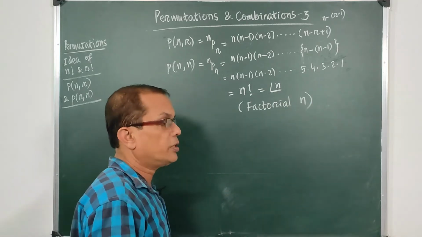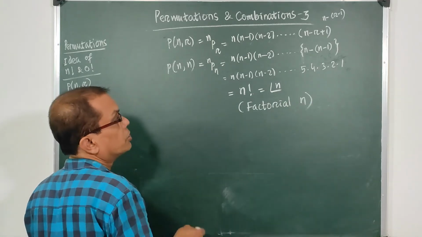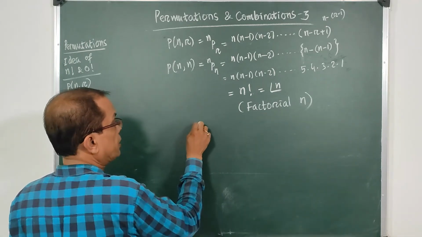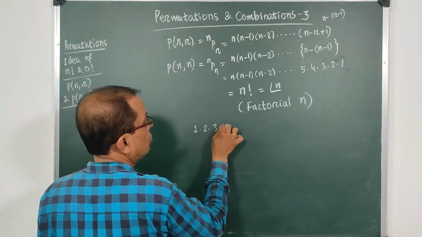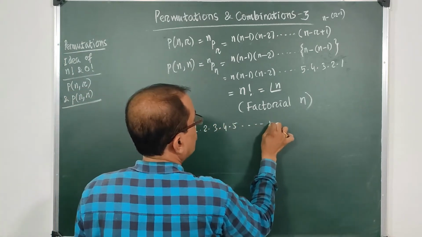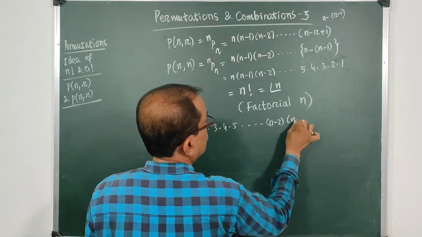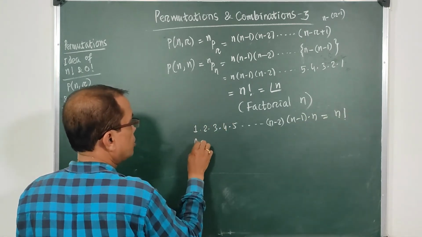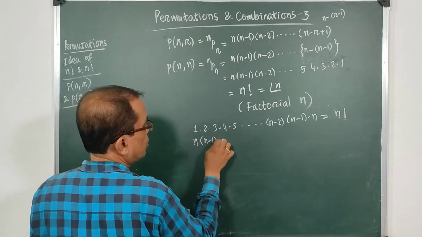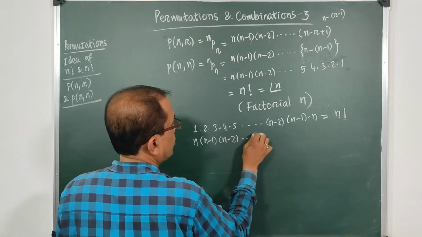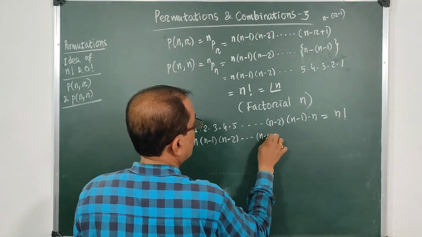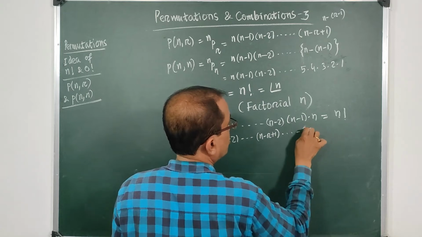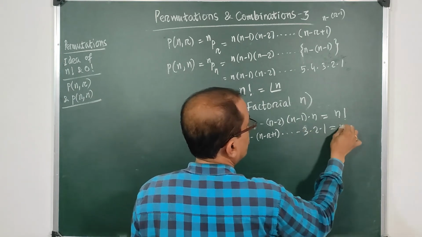So what is factorial n? It is the product of n numbers starting from 1 to n or n to 1. If it is in ascending order, you can write 1, 2, 3, 4, 5 up to n minus 2 into n minus 1 into n. This is n factorial, and in the descending order this is n into n minus 1 into n minus 2, and the r plus 1 term n minus r plus 1, and likewise the last few terms will be 3 into 2 into 1. This is also n factorial.